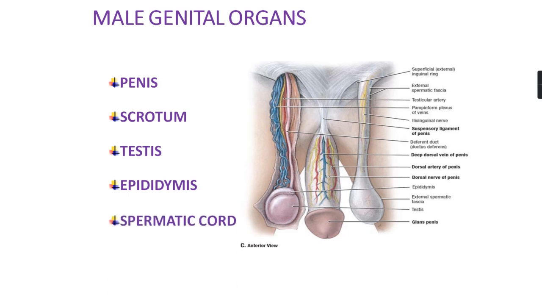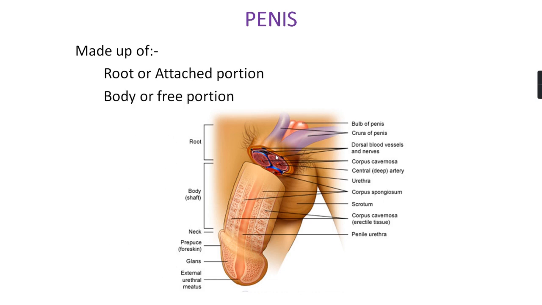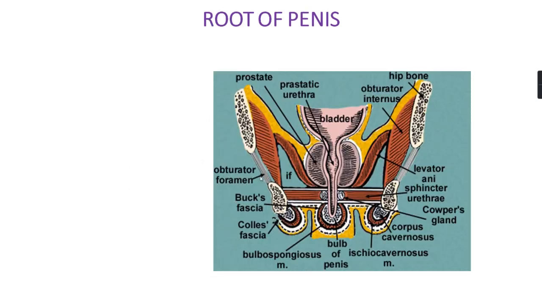As you learn in the lecture, I just give you the brief idea and we'll go to the testes in detail. First, the penis. We know the penis is an organ of the male copulation and it is made up of two parts. This is the root, or it's called the attached part. And the second is the body or free portion.